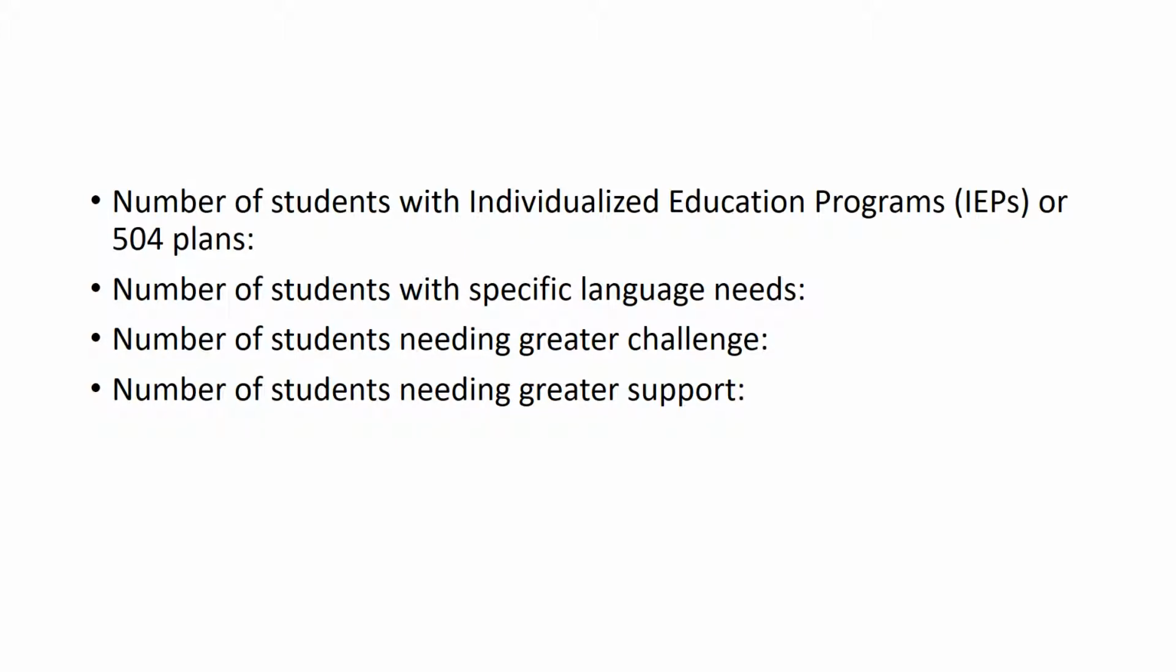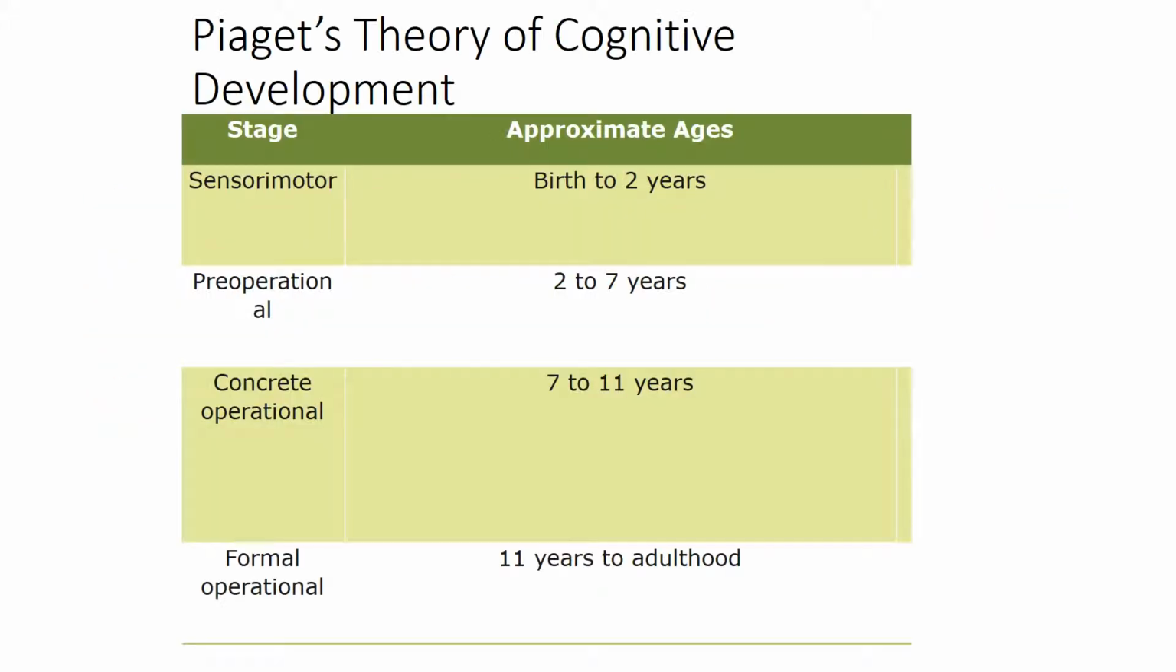So back in Part 2, I asked you to consider the number of students with IEPs, with specific language needs, with needing greater challenge or greater support, and gave me numbers for those. So now I'm going to ask you to think about those groups as I discuss and review the specific theories that you must use. You must choose from among these theories.